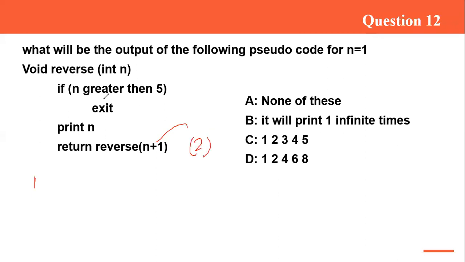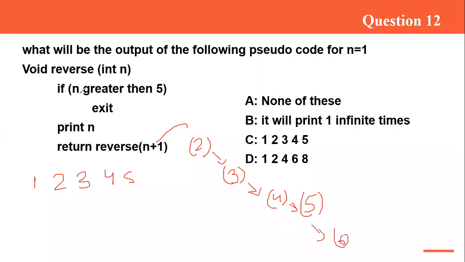For 2, what will happen? It will check 2 greater than 5. Is it true? No, it's not true. So it will come and print 2. And then we call the function with 3. For 3, what will happen? 3 greater than 5, false. It will print 3. And then again calls the function with 4. For 4, what will happen? 4 greater than 5. Is it true? False. So again prints 4, then goes for 5. 5 greater than 5. Is it true? False. So prints 5. Then again calls the function with 6.